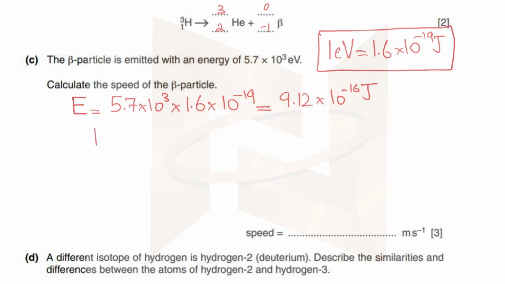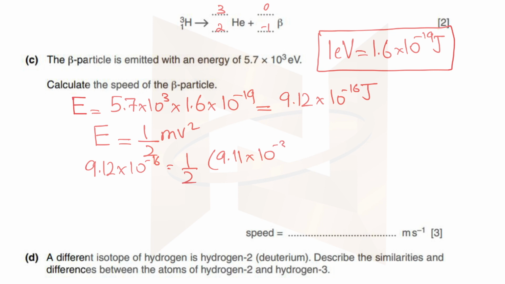Now the formula for kinetic energy is half mv squared. We have the energy, which is 9.12 into 10 raised to the power minus 16, should be equal to 1/2 of mass of electron, 9.11 into 10 raised to the power minus 31, given in the data booklet, into v squared. And from here, you will calculate your speed, which turns out to be 4.5 into 10 raised to the power 7 meters per second.